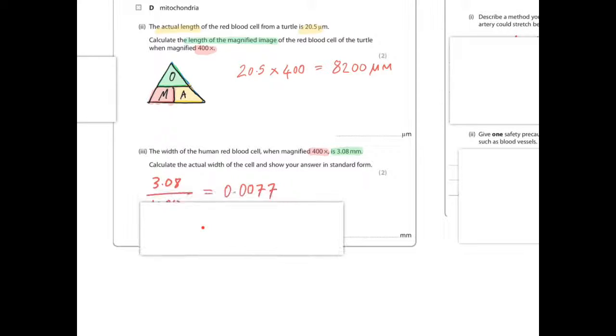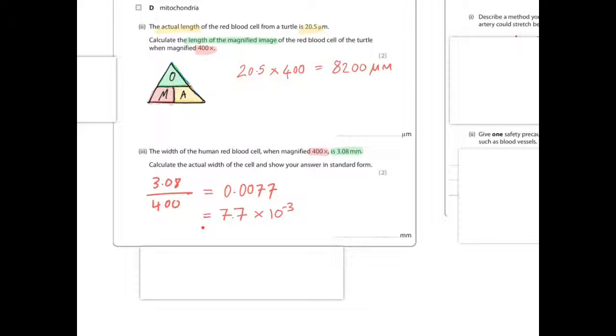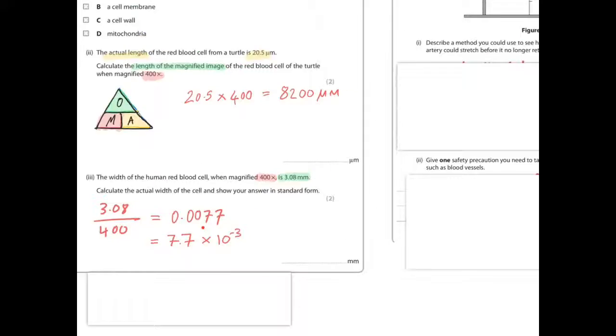So, firstly, 3.08, which is what it says here, divided by 400, which is what it says here, gives us an actual width of 0.0077 millimeters. But in standard form, what you'd have to do is move this decimal point 1, 2, 3 positions, and because of that, when you write times 10, you have to put a -3 because it indicates that actually this moved forward 3 positions, so we need to move it back to get the real figure. So you have 7.7 times 10 to the -3.